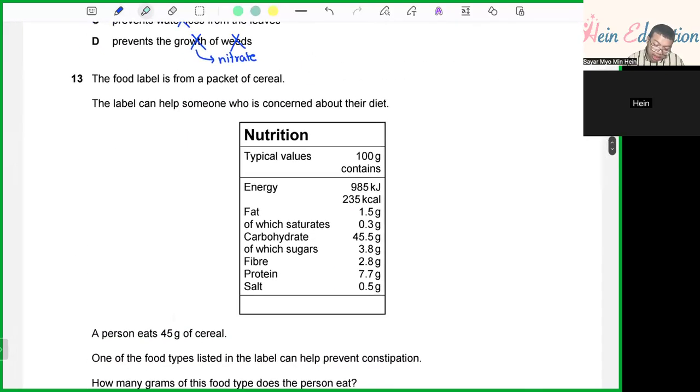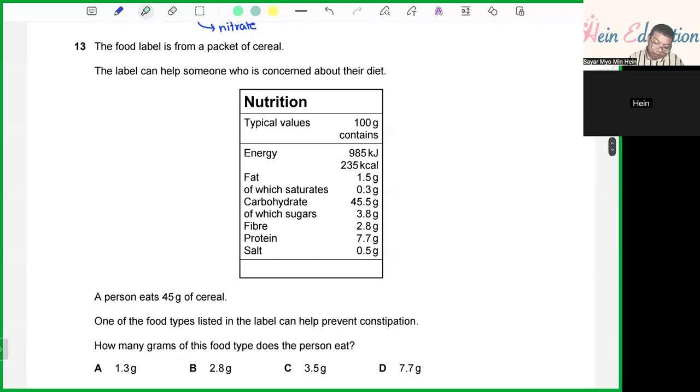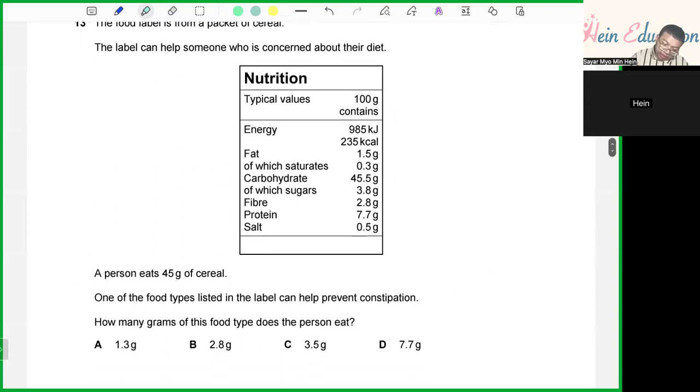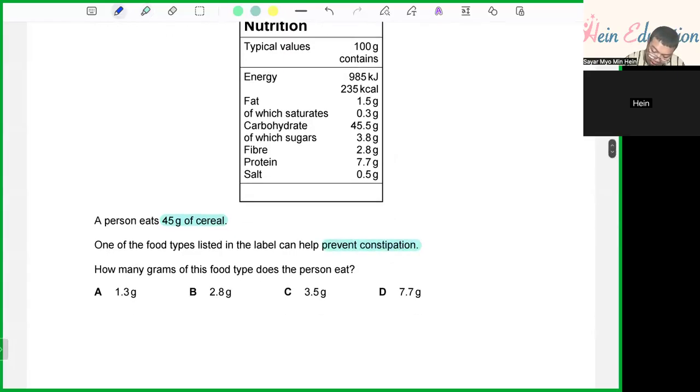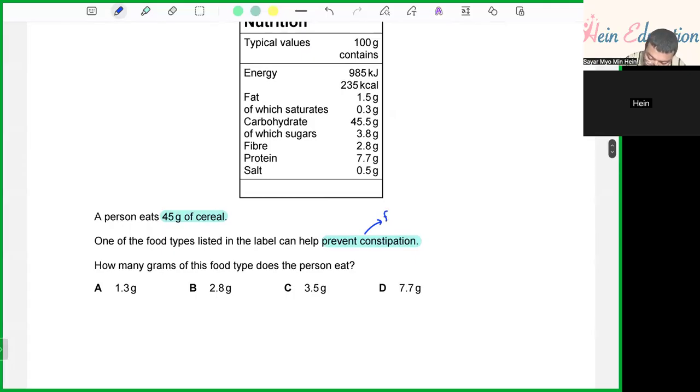Number 13, food label. It's from a packet of cereals, and the label helps someone who is concerned about their diet. And then a person eats 45 grams of cereals. One of the food types listed can help prevent constipation. So prevent constipation, it's about fiber. So you have to look at the fiber, which is here, fiber.